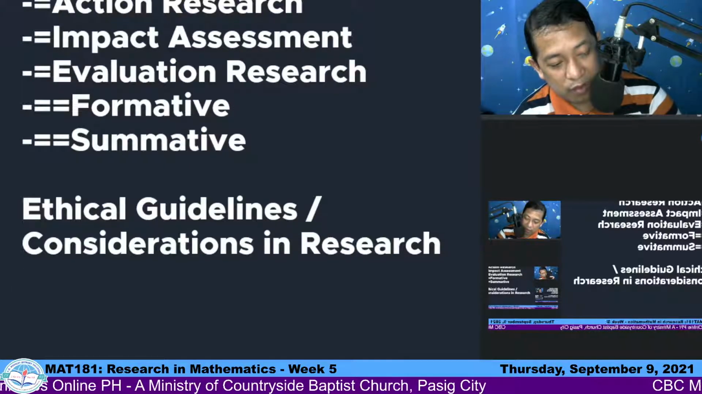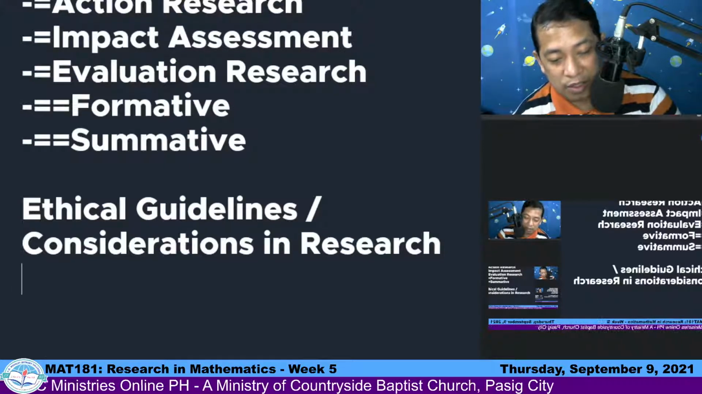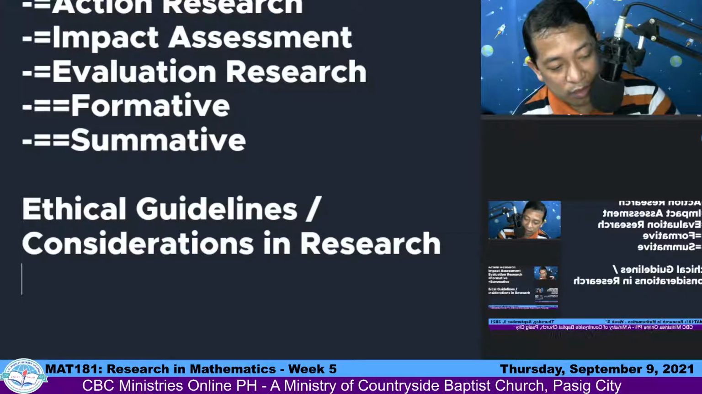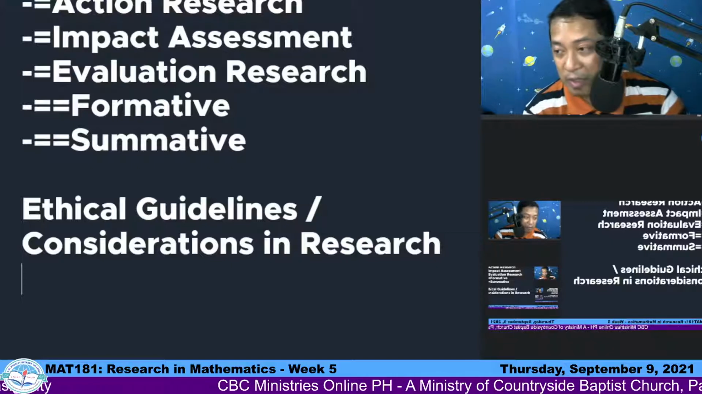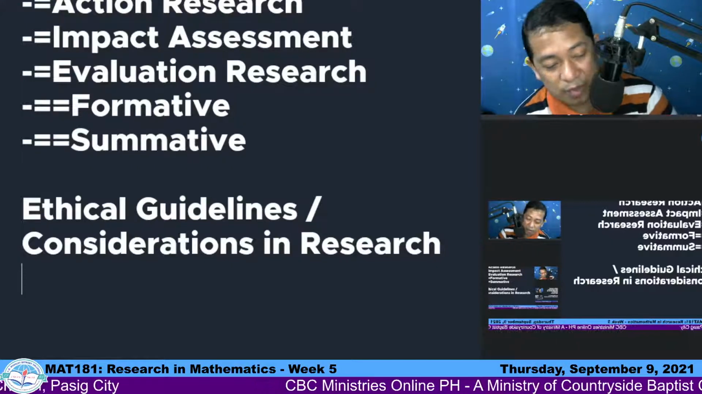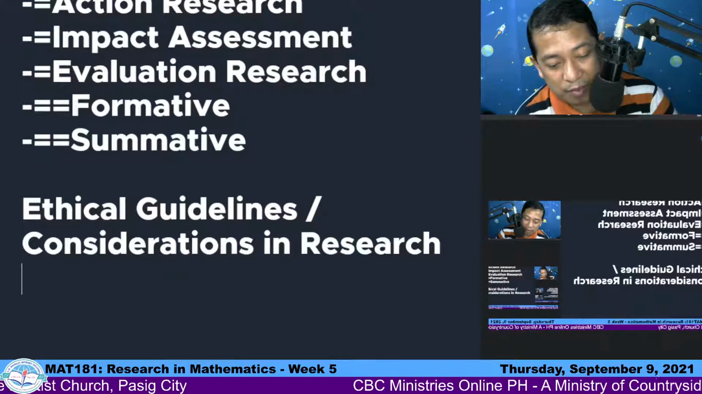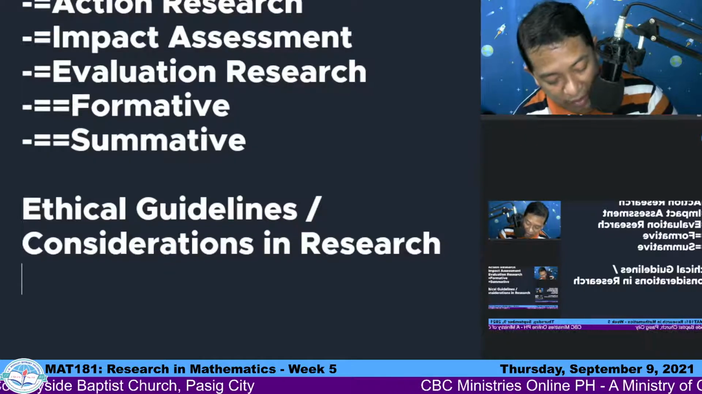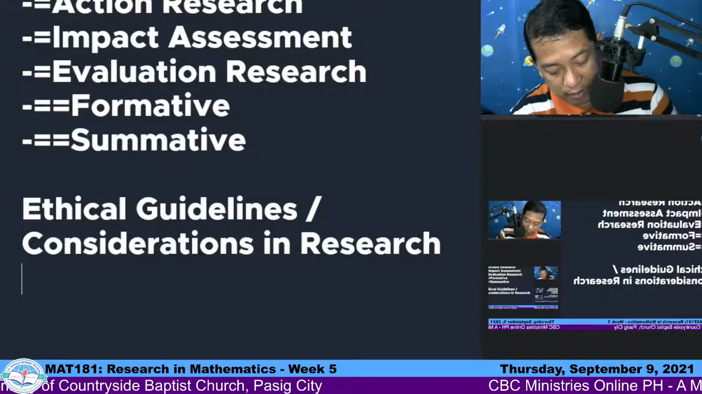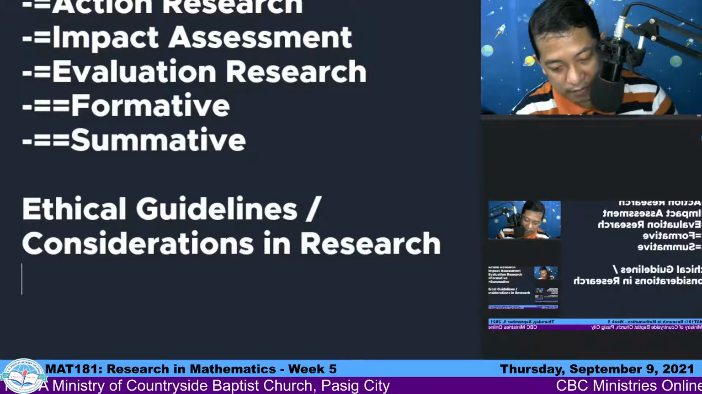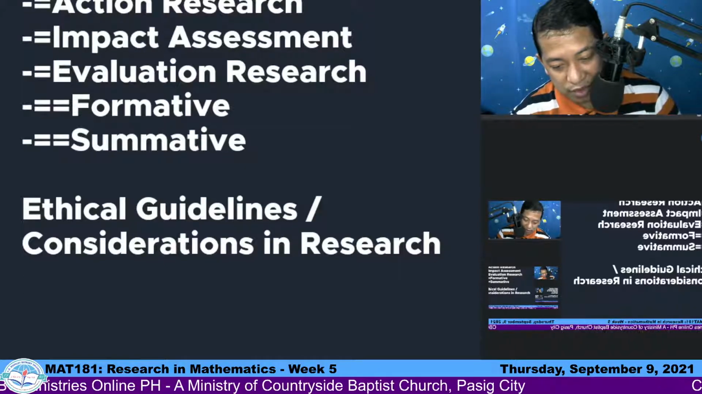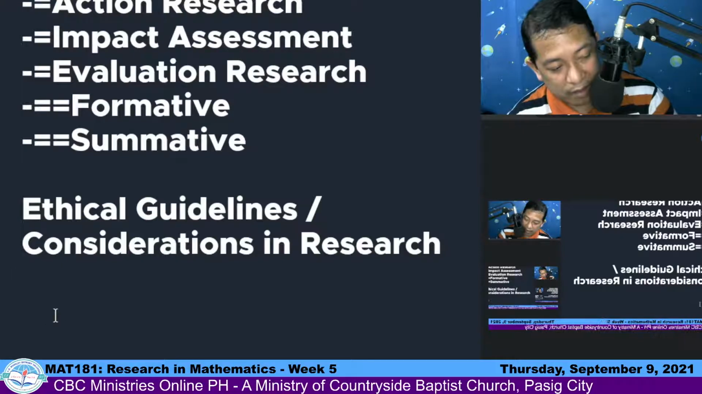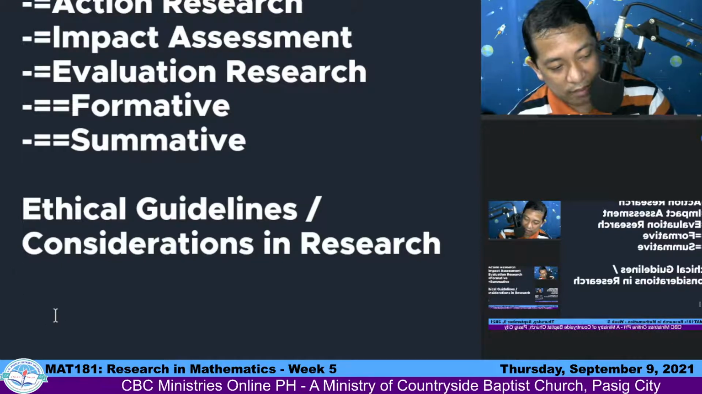Now, according to Denscombe, in 2002, the notion of ethics is closely linked to the idea of morality. Yan, may definition ng ethical practices, of course, yung moral standard in terms of what is right and wrong as far as research is concerned.